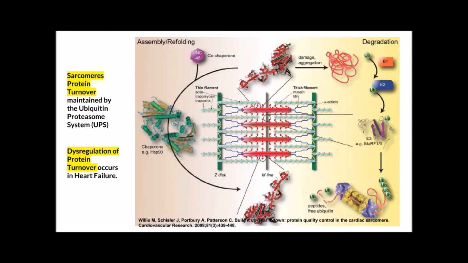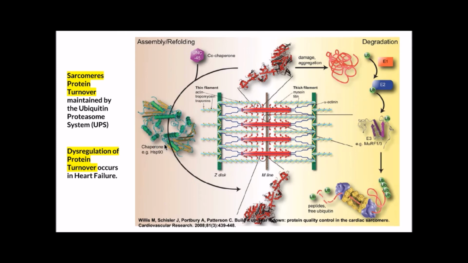Linking this to our biological system, sarcomere protein turnover is important in the heart, which is maintained by the ubiquitin proteasome system, UPS, such that dysregulation of protein turnover occurs in heart failure. Sarcomere-specific chaperones and ubiquitin ligases are necessary for the assembly and degradation of sarcomeric proteins and constitute the protein quality control system in the heart. The protein quality control of the sarcomere involves the continuous assembly, which is here, and the degradation of the specific sarcomere proteins.